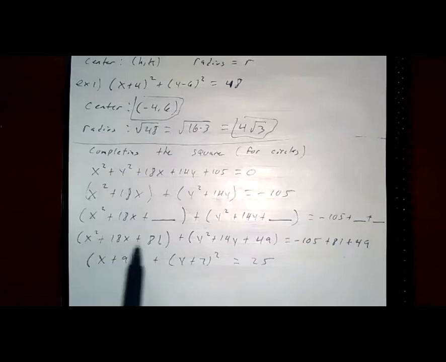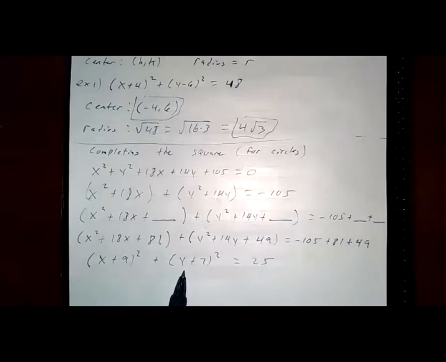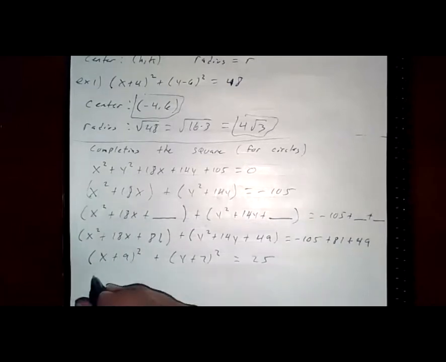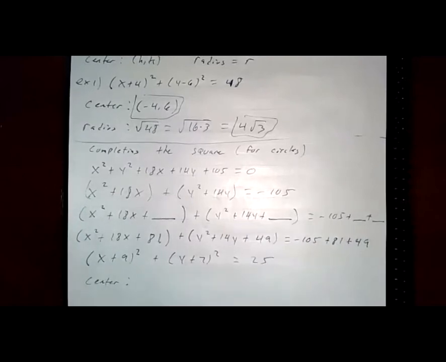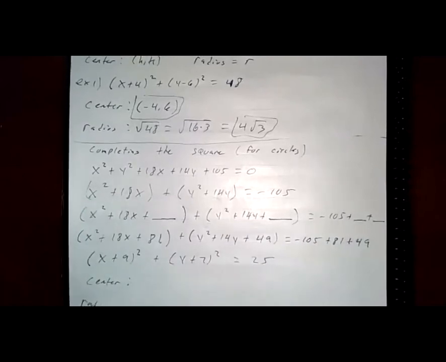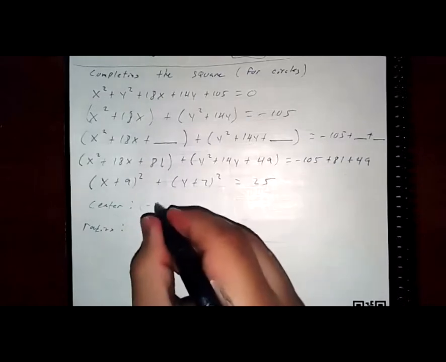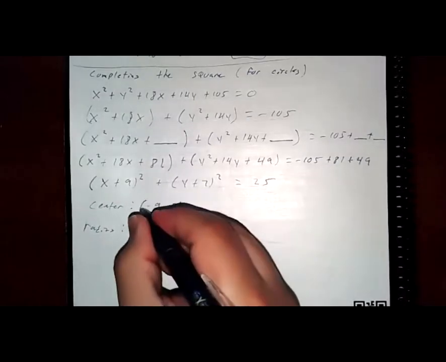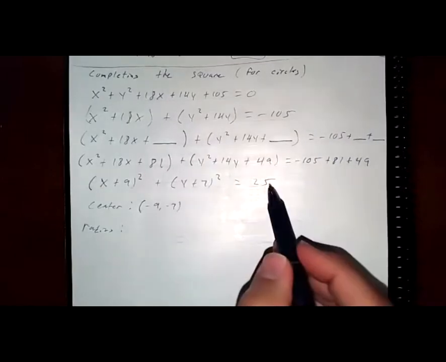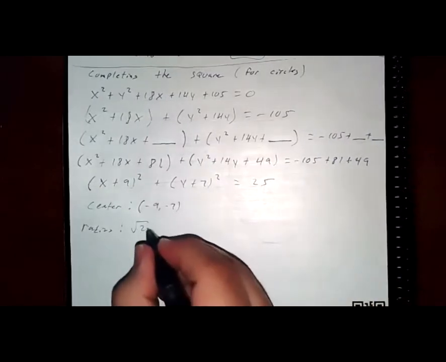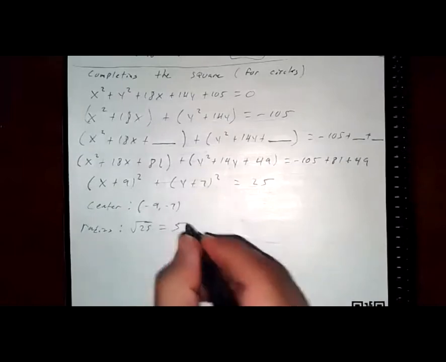Okay, so factor this using trial and error. You should get this one and this one. So now we can answer the question, right? What is the center? What is the radius? -9, -7. Yeah, -9, -7. Radius will be the square root of this, 5.